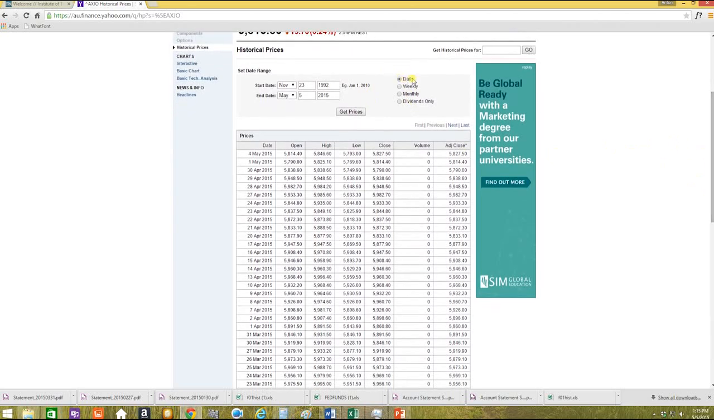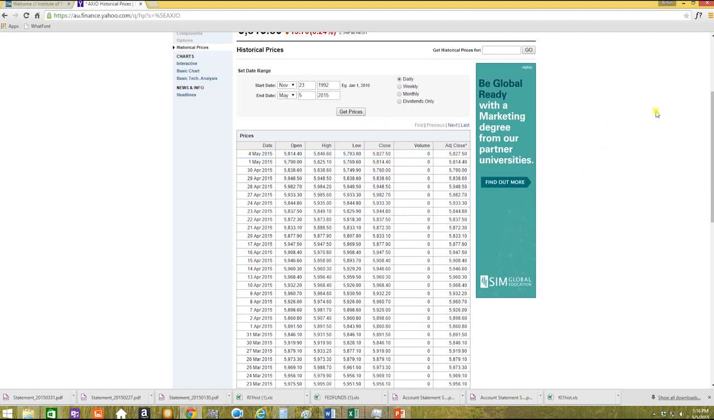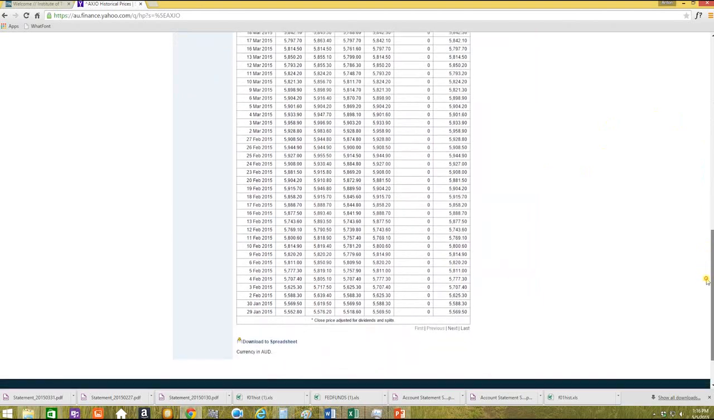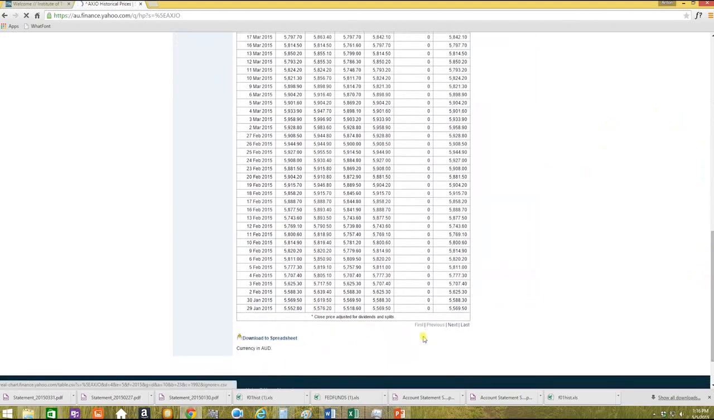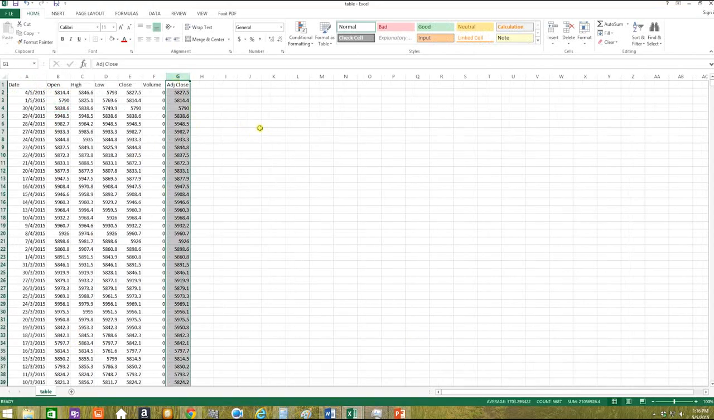So we look for daily data, and what we take is the adjusted close. So the adjusted close price on the right hand side. And then all you have to do is scroll down to the bottom and you hit download to spreadsheet, and this opens up in your spreadsheet and that's the column you want. You want to take the adjusted close.